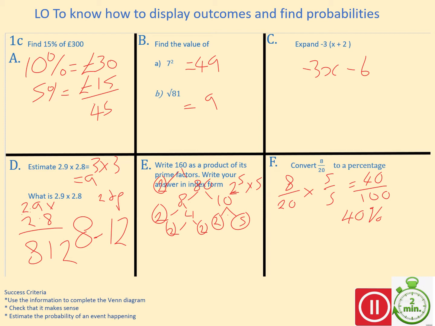E, I'm hoping you've all attempted this one today, so we should have 2 to the 5 times 5. And finally F, 8 over 20, we need to get it as a percentage, so over 100. So we multiply the top and the bottom by 5. We get 8 times 5 is 40, 20 times 5 is 100, so that would be 40%. Pause the video while you mark these.